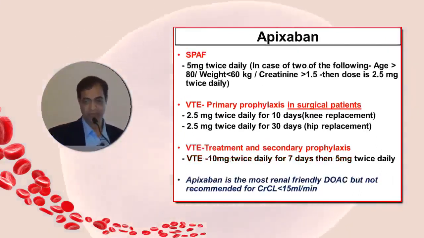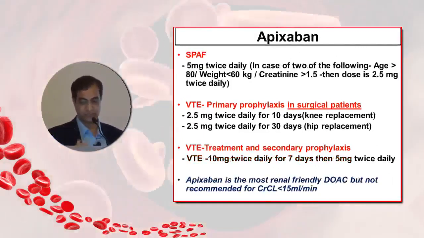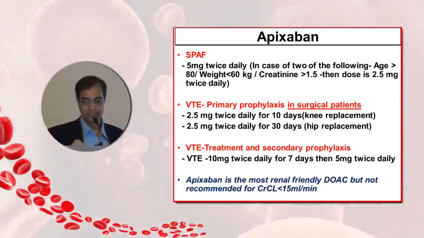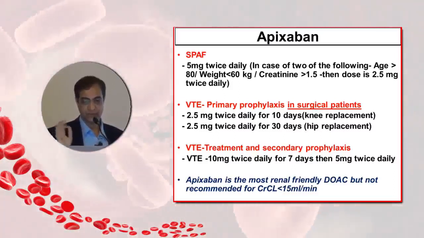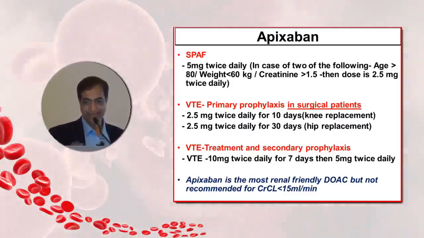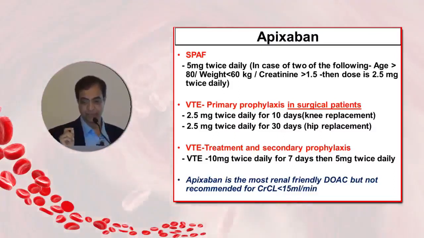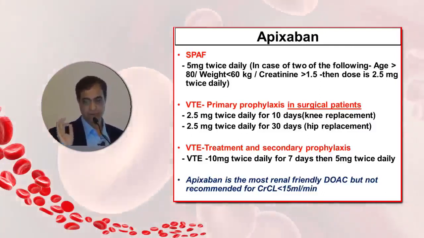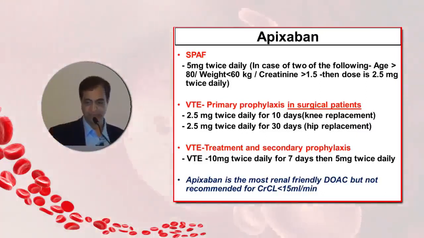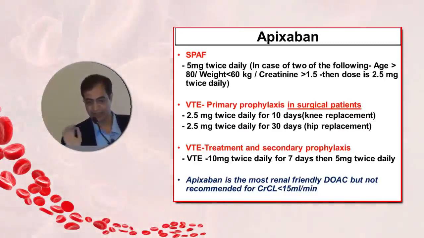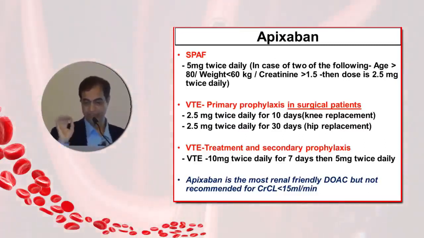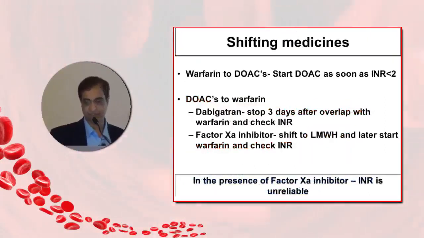Apixaban is, of course, another molecule which has now come up pretty well. For stroke prevention in atrial fibrillation, you would use a 5 milligram twice daily dose and change it based on if the weight is low or the creatinine is high. In venous thromboembolism primary prophylaxis, again in surgical patients, you would use 2.5 milligram twice daily, 10 days for knee replacement, 2.5 milligram twice daily, 30 days for hip replacement. And for venous thromboembolism treatment and secondary prophylaxis, you use 10 milligram twice daily for 7 days. Apixaban is one of the renal-friendly DOACs which you could use.